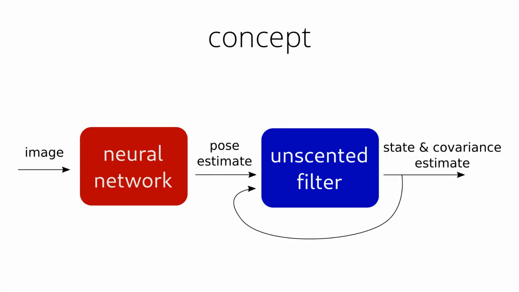So this concept can be described by this diagram. We have an image which gets input to a network which outputs a pose estimate. That estimate gets fed into an unscented filter which outputs a state and covariance estimate, and then we iterate through each frame of the video.